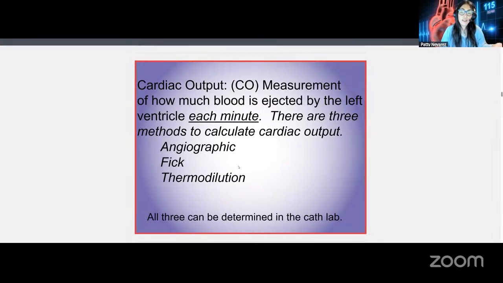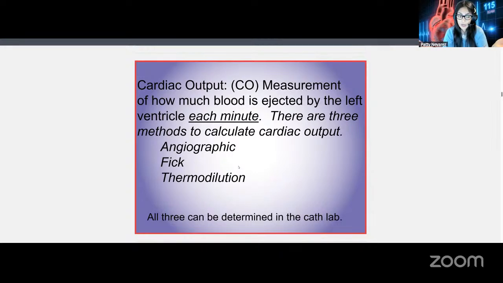Cardiac output, like I said before, measures the amount of blood that is ejected from the heart each minute. And there are 3 ways that we can resolve for this cardiac output information. One is angiographic. That means we can take an angiogram. Remember when you take your LV, for example, we can see, we can determine. So we're going to talk about that.